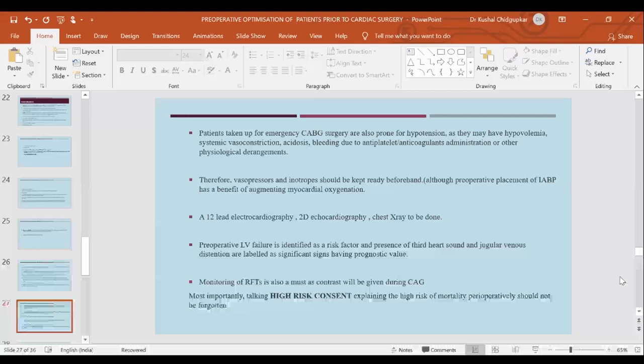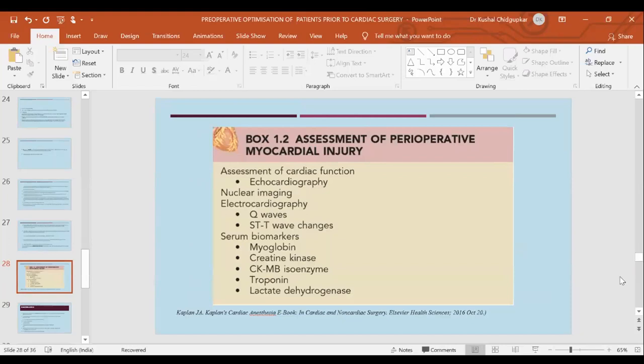So this is nothing but assessment of perioperative myocardial injury, which we talked about, echocardiography, all these investigations we would like to get. Biomarkers. There's something new here, biomarkers. Just mention the biomarkers, because they are good perioperative indicators. These are good markers. Yes.